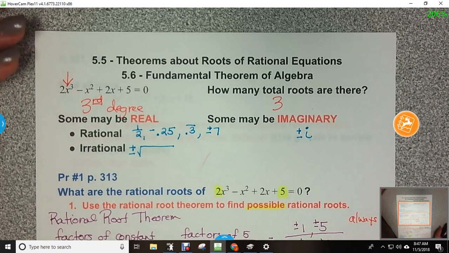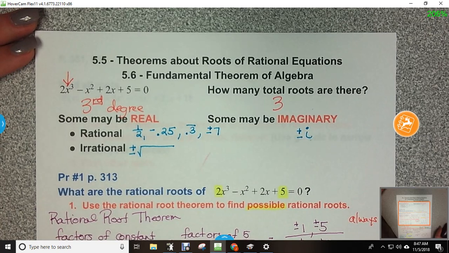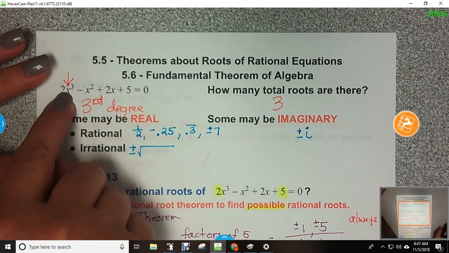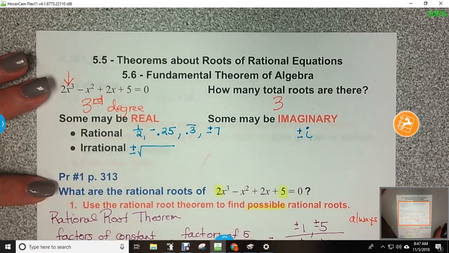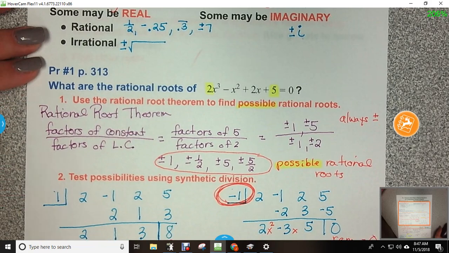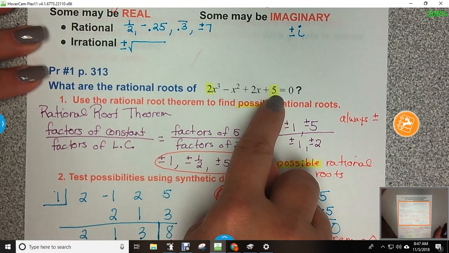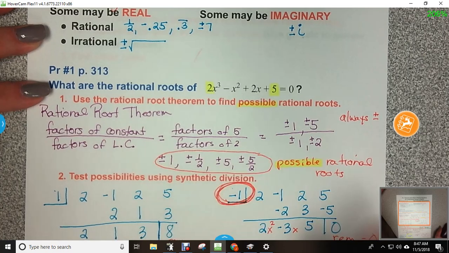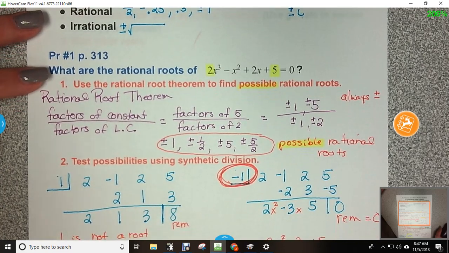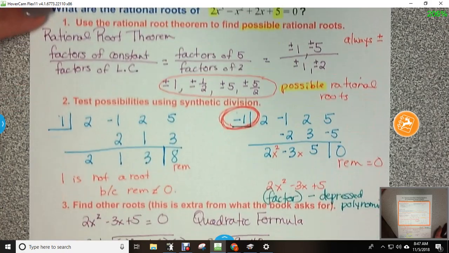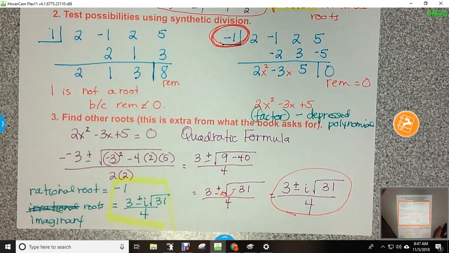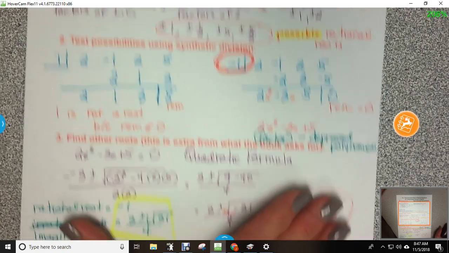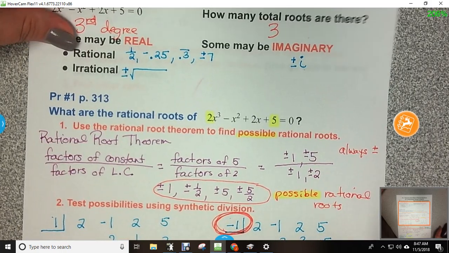Alright, so in the last video we talked about the rational roots. We talked about the fundamental theorem of algebra. Remember, third degree, there are 3 total roots. These are the type roots we might have. And remember your rational root theorem, you would take the factors of your constant, put it over the factors of the leading coefficient, and those were a list of possibilities for roots, and then we tested the roots here, and then we could find the rest of the roots using the quadratic formula. So in this video we're going to go a little bit further with that.